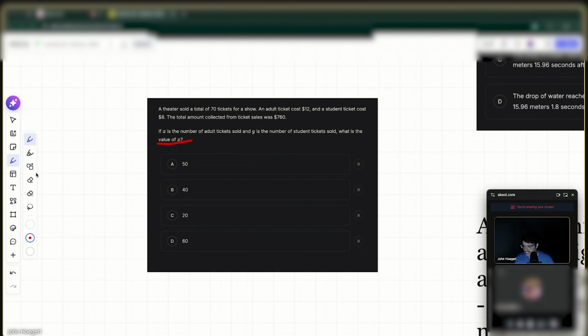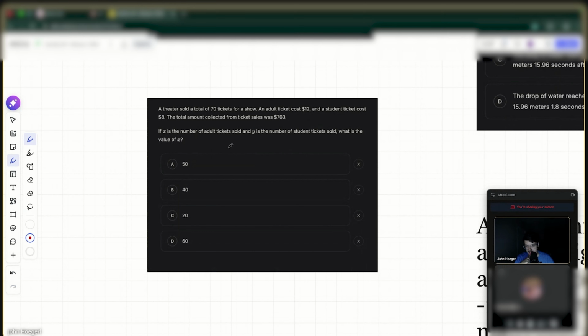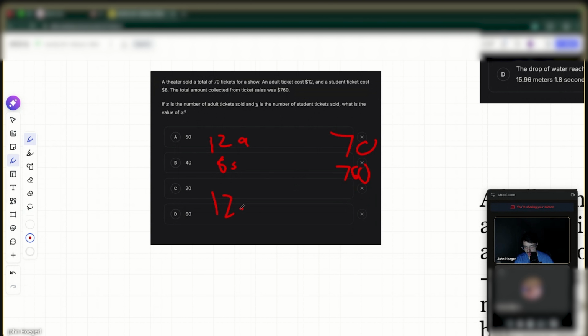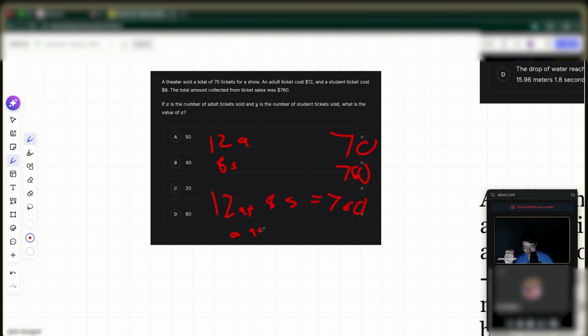Another one, pretty much going to be the exact same as the one before. A theater sold a total of 70 tickets for a show. Adult tickets cost 12, student tickets cost 8. The amount collected was 760, and then it gives us some information there as well. So 70 tickets for a show, so I can just say 70 there. Adult ticket cost 12, so I'll just go ahead and say 12A, just to make it a little bit easier. Student ticket costs 8. And then 760. So really pretty simple here. 12A plus 8S is equal to, that'd be the price, so 760. And then we have A plus S equal to 70.